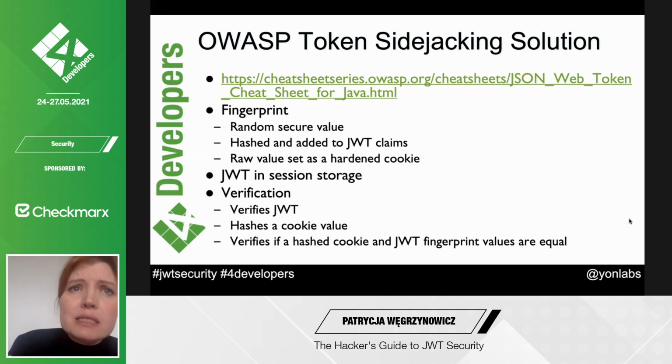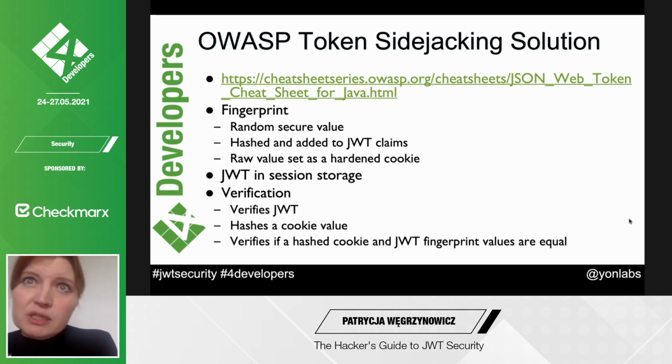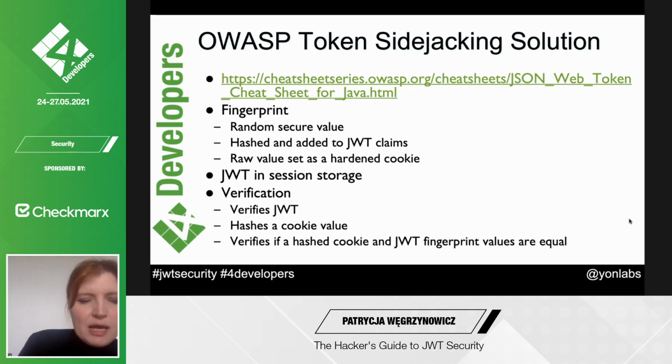Also, to protect against token sidejacking, there is another solution recommended by OWASP. OWASP stands for Open Web Application Security Project. And basically, OWASP recommends a solution based on a random secure value sent in a token, as well as in a hardened cookie. If you want to know more, please read the explanation in the OWASP cheat sheet, because we don't have so much time to deep dive into this approach.